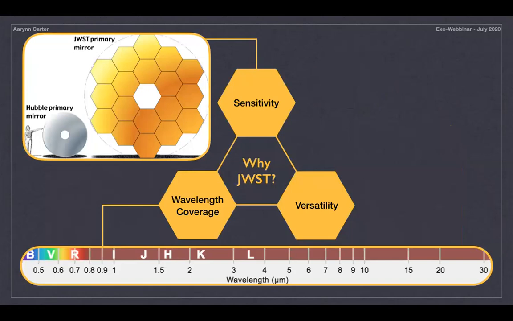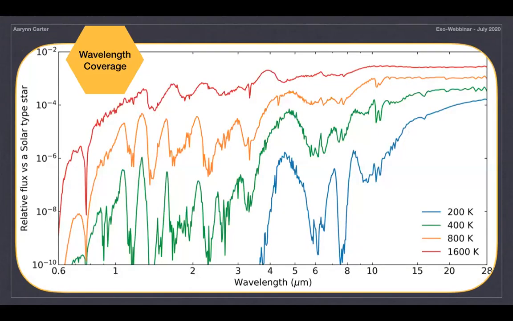Secondly, we have wavelength coverage. James Webb has this huge wavelength range from 0.6 to 28 microns. This is really useful for imaging exoplanets because it's at these wavelengths that the exoplanets become brighter, and not only do they become brighter, but their stars become dimmer. What I'm plotting here is not the SED of a planet, but its flux relative to a solar type star. From the ground, where we're typically limited to below 2 microns and maybe 4 microns with some photometry, we're limited to around 10 to the -6.